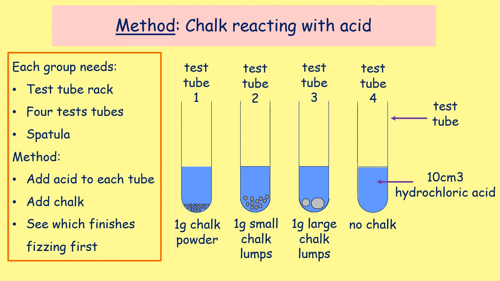I would also like you to take the opportunity now to make a prediction. Which one of the test tubes, 1, 2, or 3, the ones with chalk in them, which one do you think would react quickest, and which one do you think would react slowest? So keep those predictions in your head, or if you want to, you can write them down on a sheet of paper. And what we will do on the next slide is we'll reveal what should happen in the experiment if you are in the unfortunate position that we don't get to do this experiment.